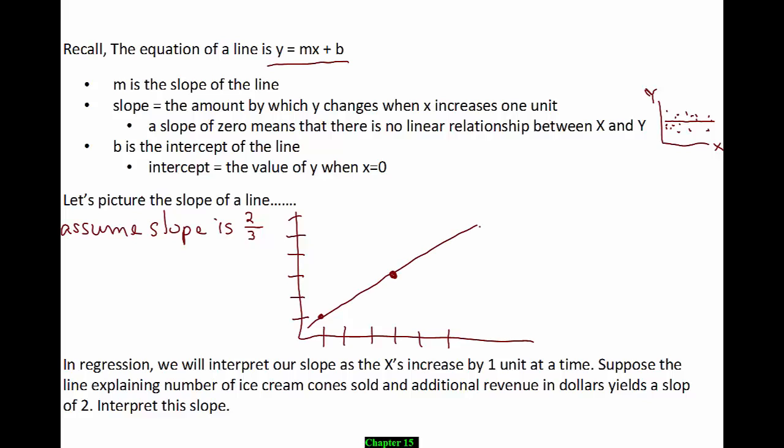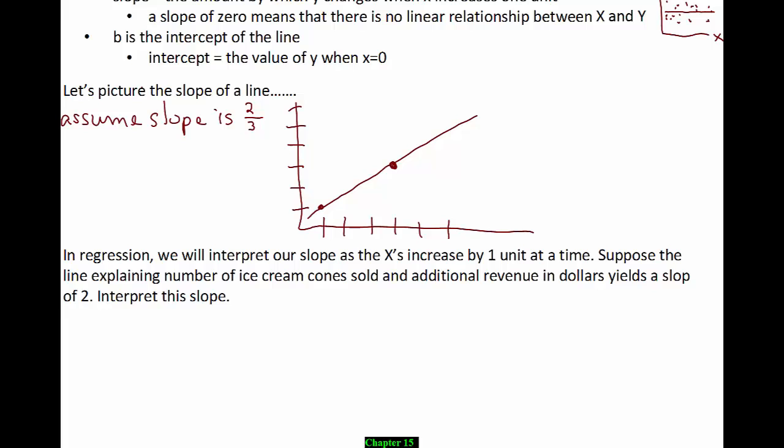Now in regression, we're going to have a slope reported usually in decimal form, and we're always going to imagine it as that number over 1. So we're only going to think about the x's moving in 1 unit at a time, and then how much the y's change. So let's suppose that there's a line explaining the number of ice cream cones sold and additional revenue in dollars, and it yields a slope of 2. I want you to interpret this slope.